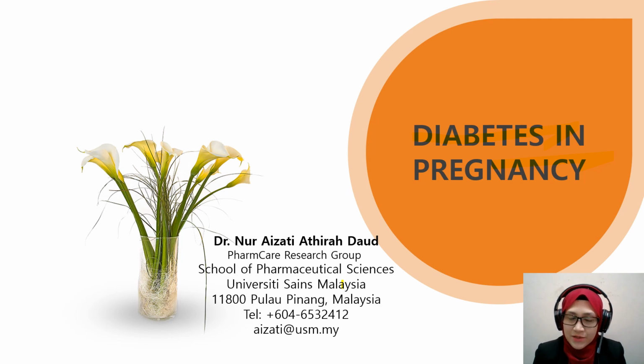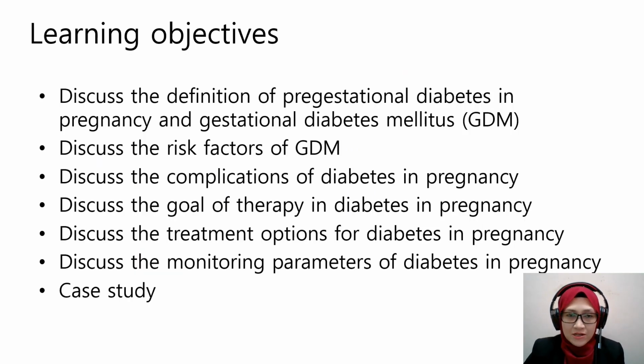In this video, we're going to discuss a little bit about diabetes in pregnancy. So the learning objective of this lecture is to discuss the definition of pre-gestational diabetes in pregnancy and gestational diabetes. So what are the differences between these two terms? Discuss the risk factors, who are at risk of having gestational diabetes, what are the complications of this problem, the goal of therapy if the patient's having GDM or diabetes in pregnancy, what are the treatment options, and the monitoring parameters.